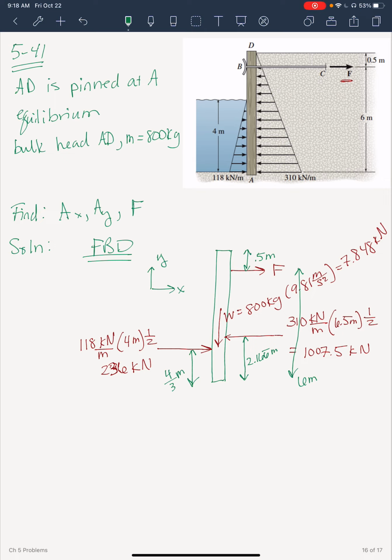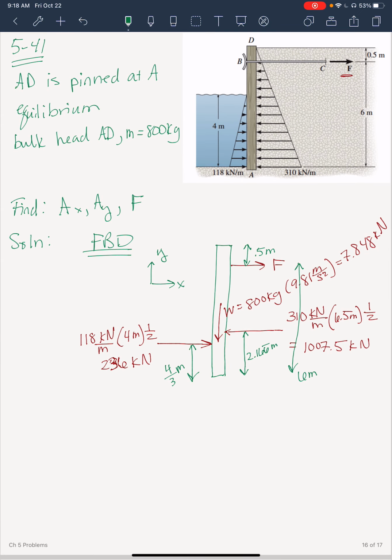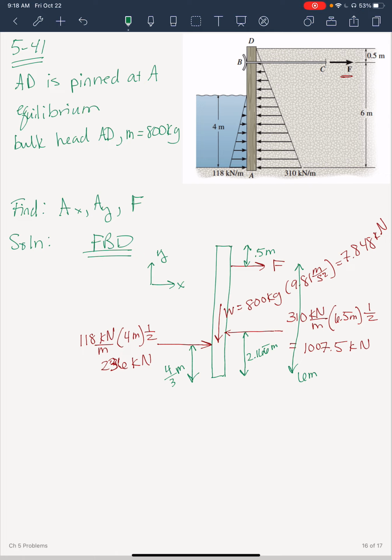Yeah, I think that's all we need there for the free body diagram. So now we've basically got our 3 equations and 3 unknowns, so we should be able to solve it. We have the sum of the moments about a point equal to 0, the sum of the forces in the x direction equal to 0, and the sum of the forces in the y direction equal to 0. So there are a couple of places we could start.